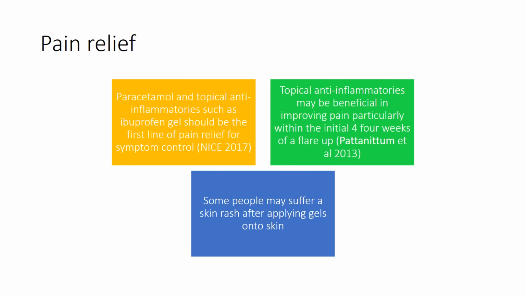Pain relief may be very useful in reducing your symptoms. Paracetamol and anti-inflammatory gels, such as ibuprofen gel, should be used as the first line of pain relief for symptom control. Topical anti-inflammatory gels may be beneficial in improving pain, particularly within the first 4 weeks of a flare-up. Now, some people may suffer skin rashes when applying these gels, so it's really important to check with your GP or your pharmacist before taking any medication.